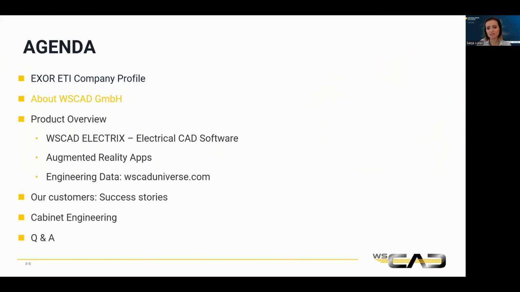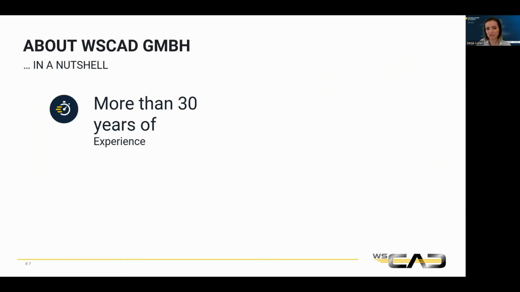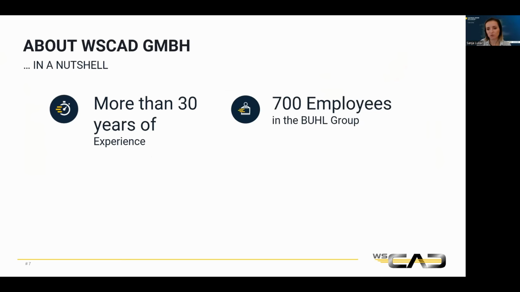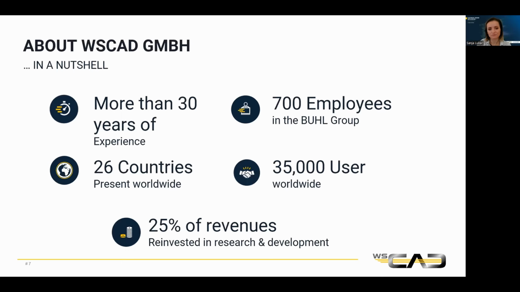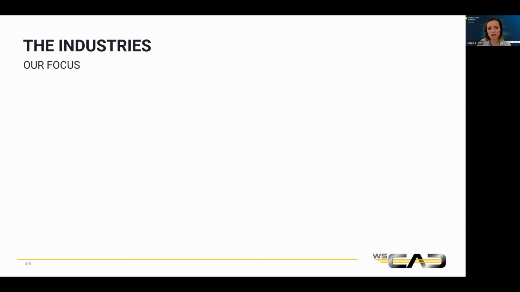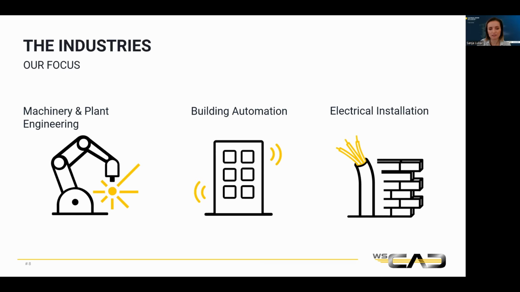First, I would like to say a little about WSCAD in general. WSCAD is a company, also software, that has existed for more than 30 years. It started as a small company and later became a part of Wool Group, which has over 700 employees. It is present in 26 countries and has about 35,000 users. Regarding industries, our focus is on machine building, building automation, and electrical installation.